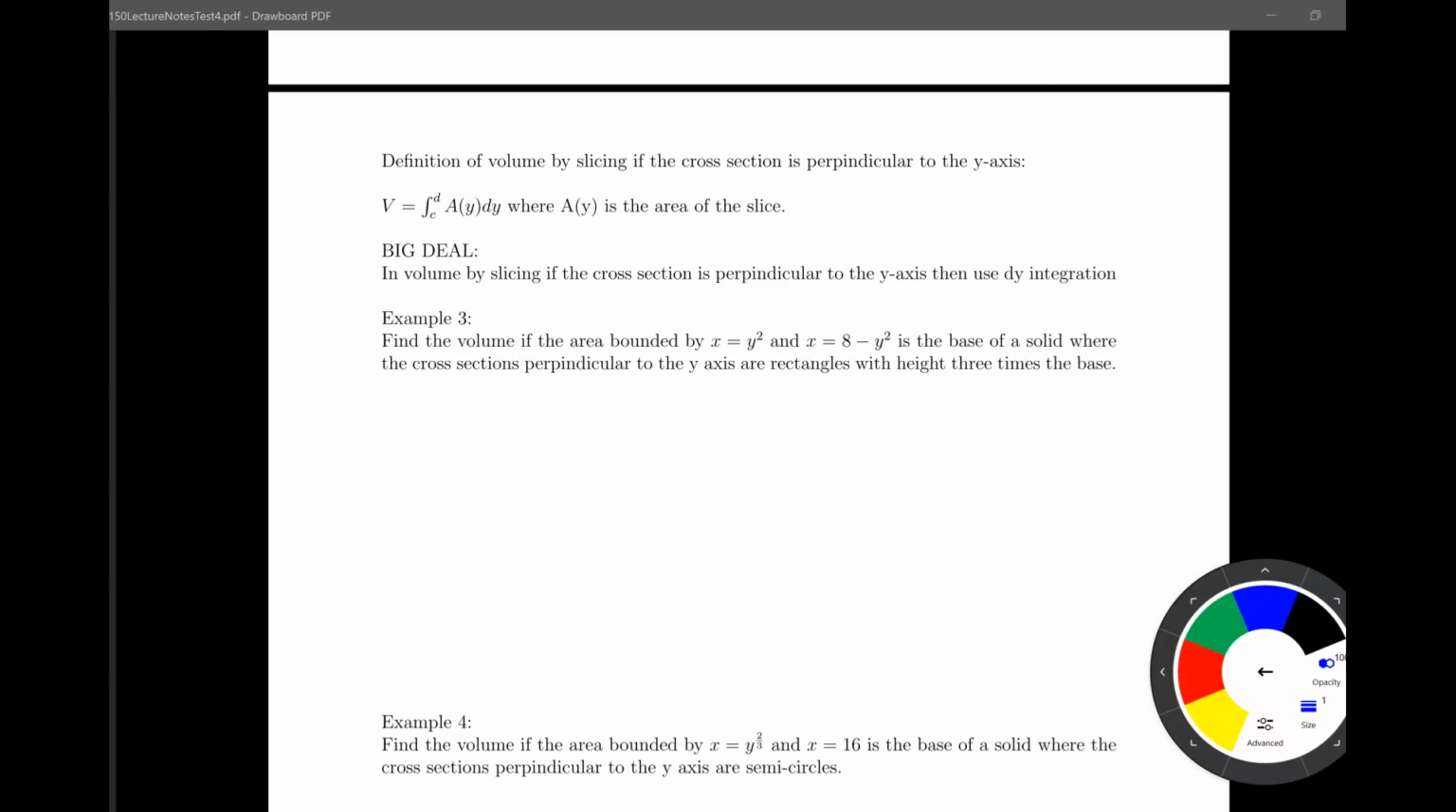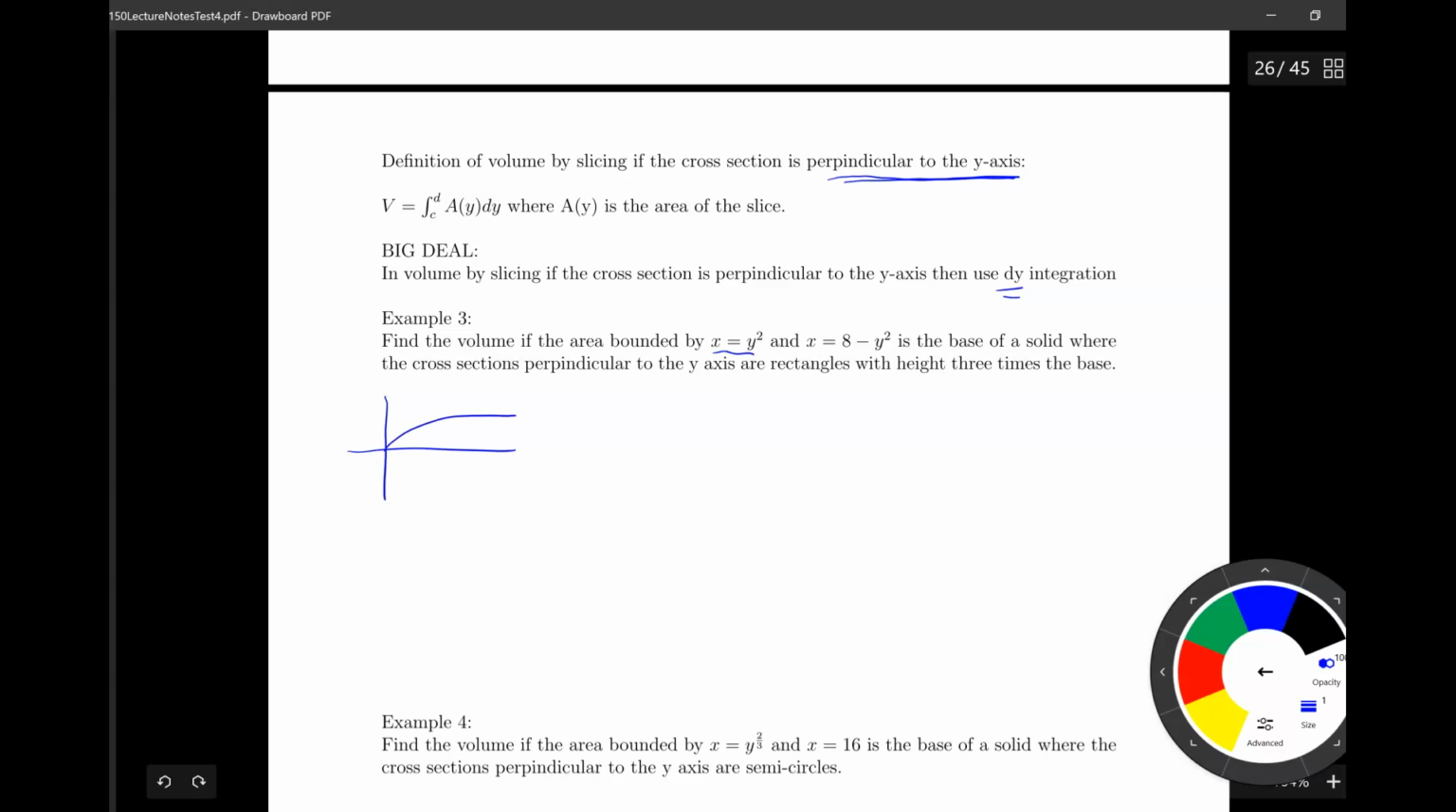So this time we're taking the slices perpendicular to the y-axis. That just is going to change the shape of the thickness, so that means I'll be doing dy integration. Okay, so let's look at this graph, x equals y squared.